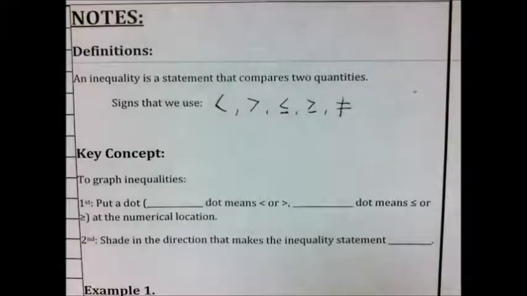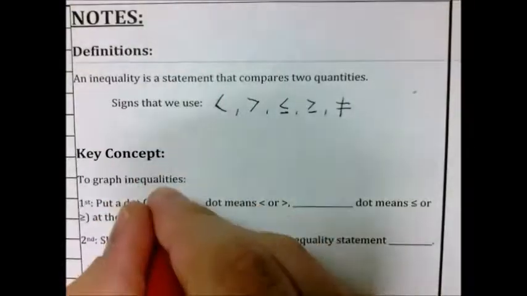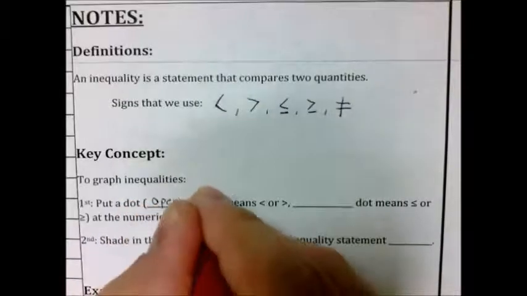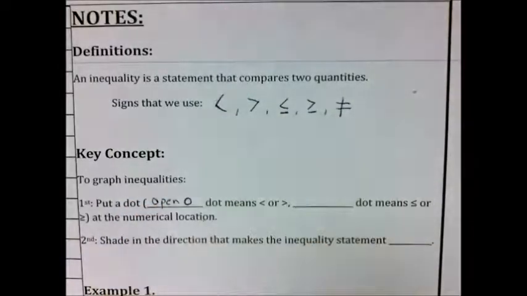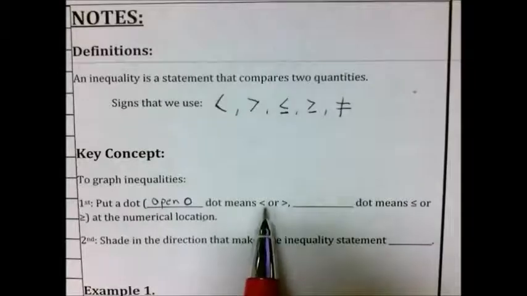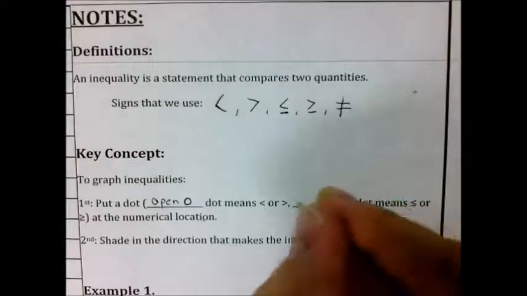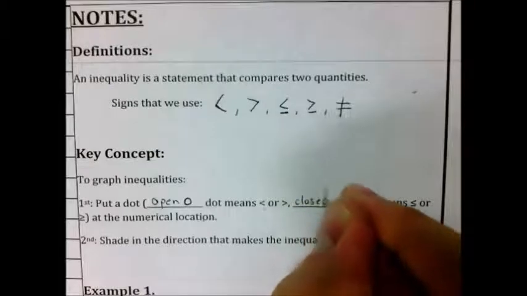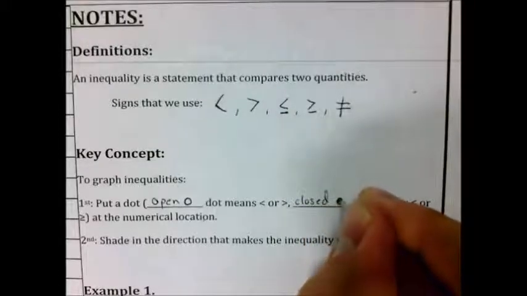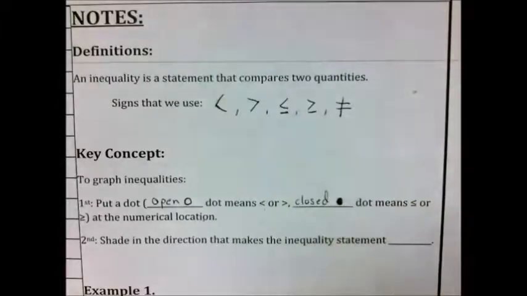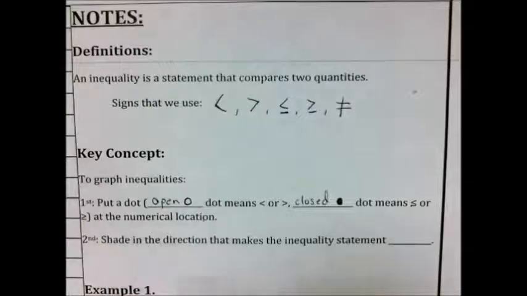So let's do your key concepts here. In order to graph inequalities, the first thing that you want to do is put a dot at the numerical location. And I'm going to clarify real quick, an open dot, the one that is not filled in, means that you have less than or greater than, okay? A closed dot, which means something that's filled in, means that you have less than or equal to, or greater than or equal to, and you're graphing that at the numerical location, okay?